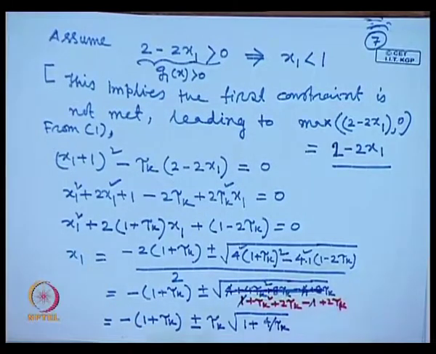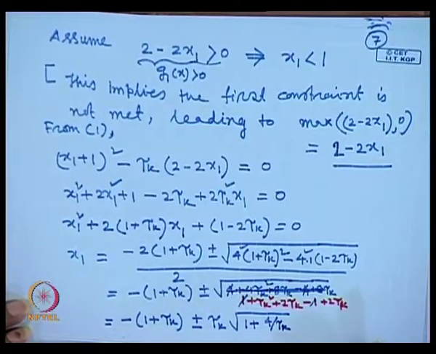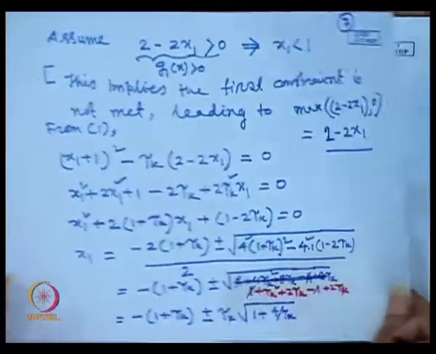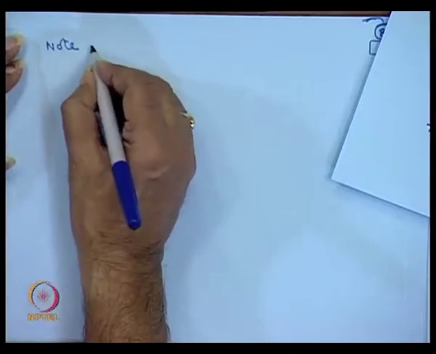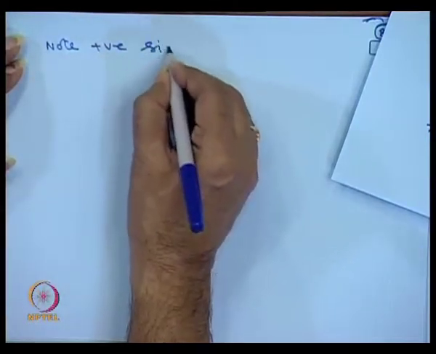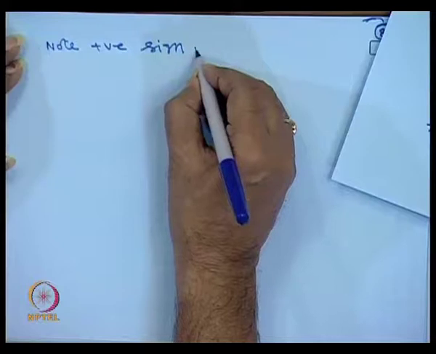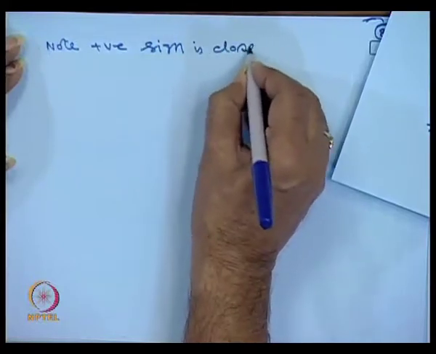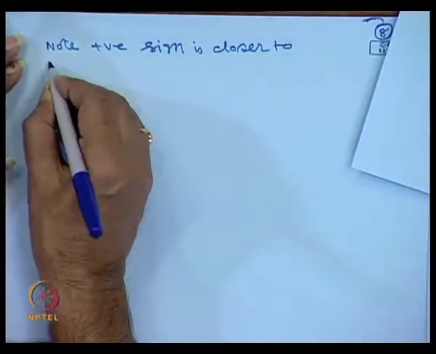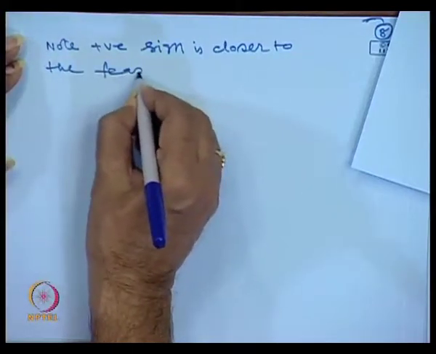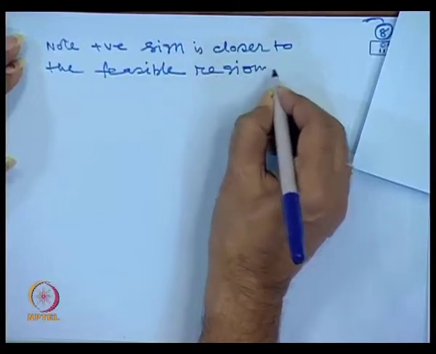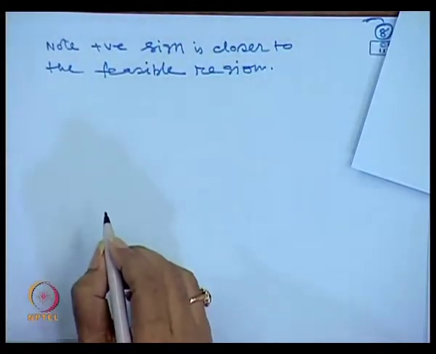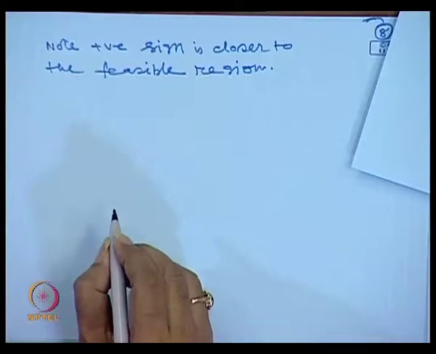Agree? Now, out of this plus minus sign, which one we will consider? Note the positive sign is closer to the feasible region rather than negative sign. So, we will consider the positive sign in this case.